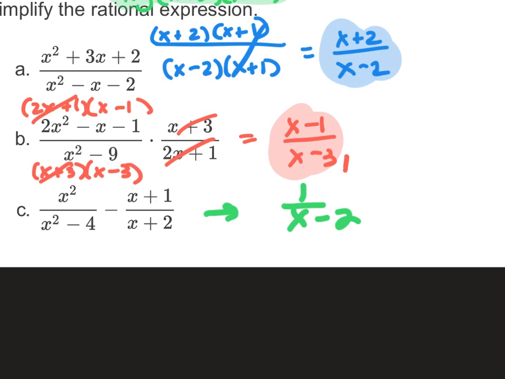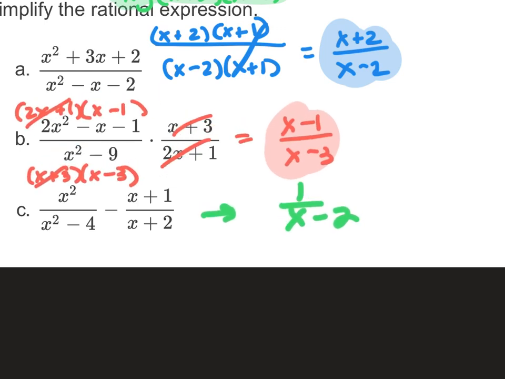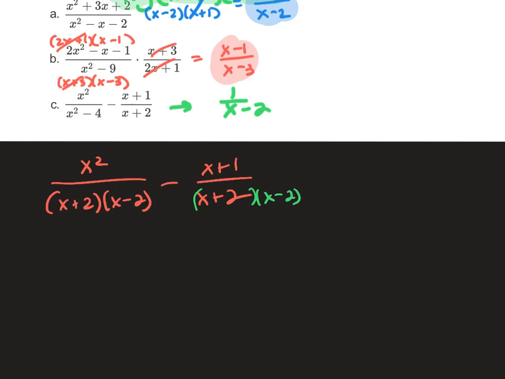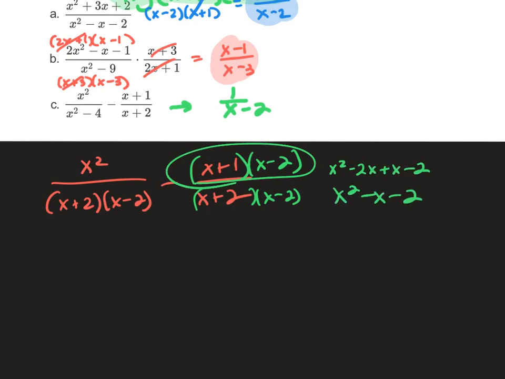Can you go over C, please? Mm-hmm. Okay, so C, let me zoom this one over. C is x squared. I have to factor this, so it's x plus 2, x minus 2, minus x plus 1 over x plus 2. So what you're missing from the second fraction is the x minus 2. So I'm going to multiply that in the numerator and the denominator. So the numerator becomes x squared minus 2x plus x minus 2, or x squared minus x minus 2.